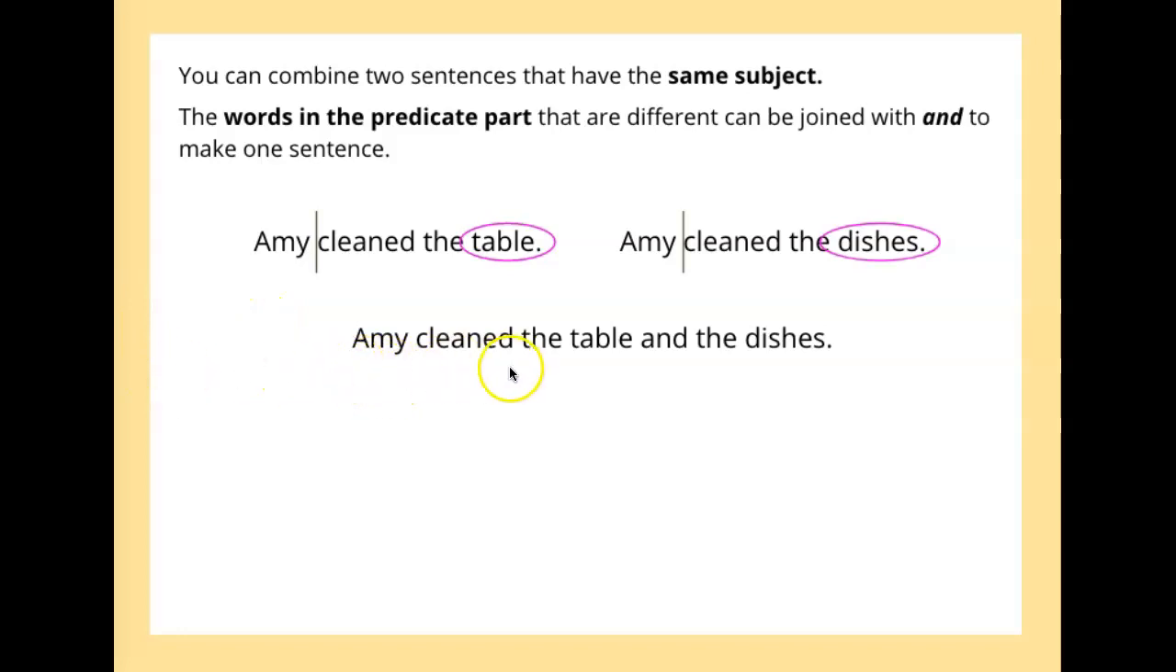Our subject part and the verb in the predicate part did not change because they are the same in both sentences. And we use the word "and" to join the different words in the two predicate parts, "table" and "dishes," to make one sentence. Why do we need to combine sentences? Combining sentences is a good way to make short sentences a little longer. Sometimes too many short sentences do not sound very good when they are read aloud.